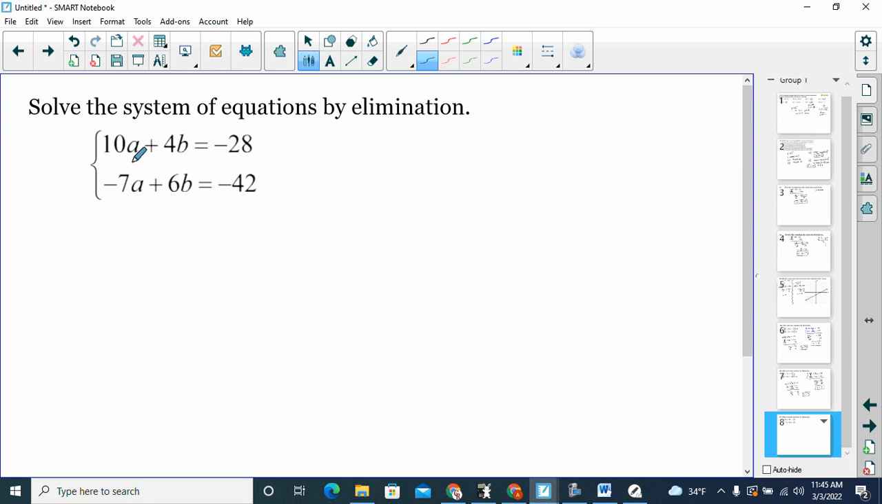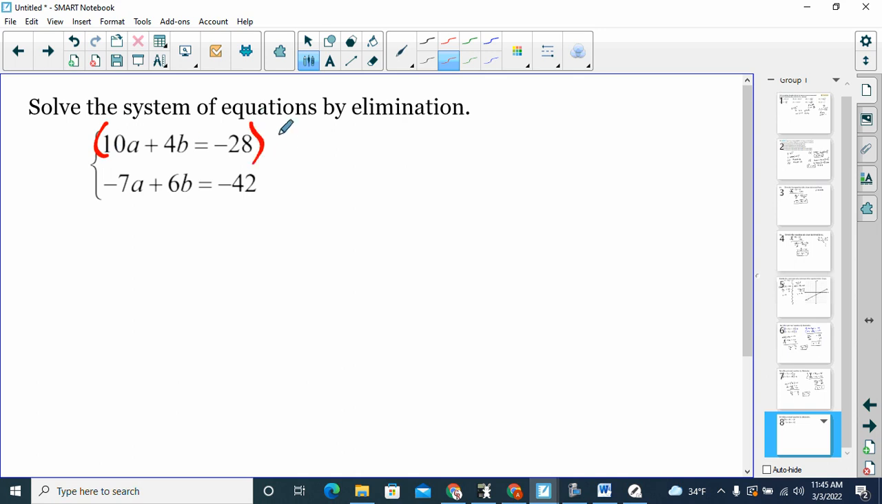10 and 7, I could make them both 70. It's the smallest common multiple between 10 and 7. 4 and 6, we could make those both 12. I'd much rather go with 12 than 70. So let's eliminate the b's this time. We want to get rid of those b's. We said we can make both of the b's have a coefficient of 12.